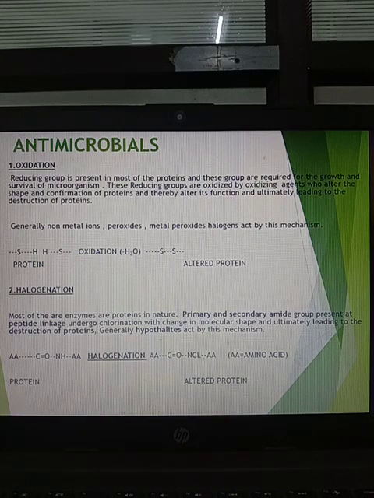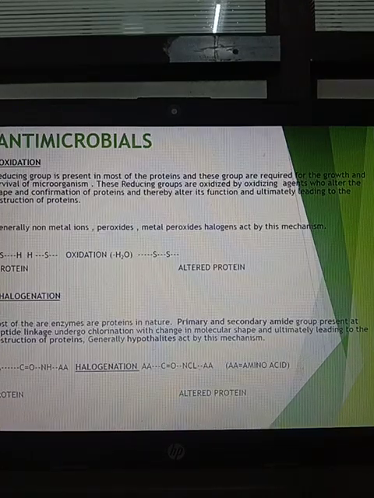You know reducing groups are present in most of the proteins, and these groups are required for the growth and survival of the microorganism. So the reducing groups are oxidized by oxidizing agents, which alter the shape and conformation of the protein and thereby alter its function, ultimately leading to the destruction of protein. Generally non-metal ions, peroxide, metal peroxide, and halogen act by this mechanism.